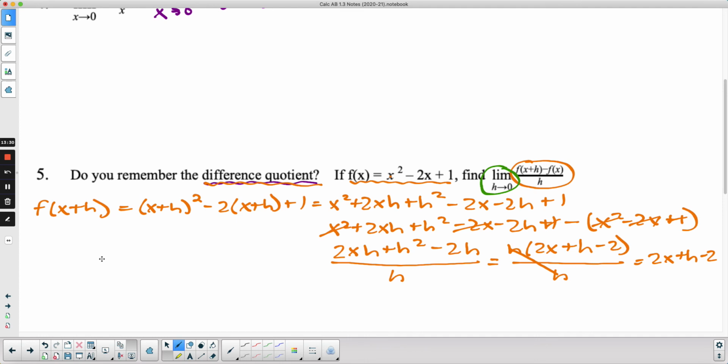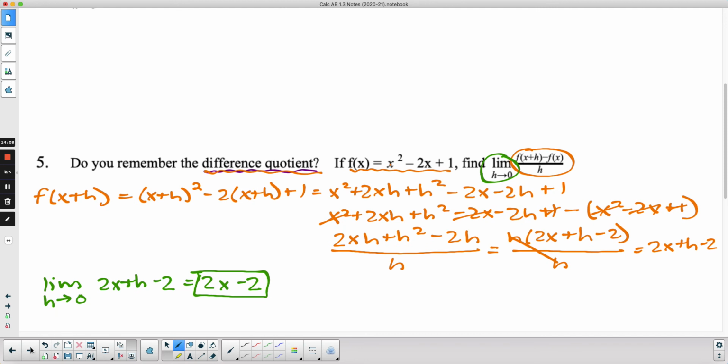Okay, but we actually want the limit as h goes to 0 of that. So since I already did all the simplifying, the limit as h goes to 0 of 2x plus h minus 2, I can just plug 0 in for h and do my direct substitution. So I just end up with 2x minus 2. And yes, it is normal to get an expression there. This is actually an expression that represents slope at a point. Okay, and we will come back to that, but it's just a little preview of some calculus we have coming up.